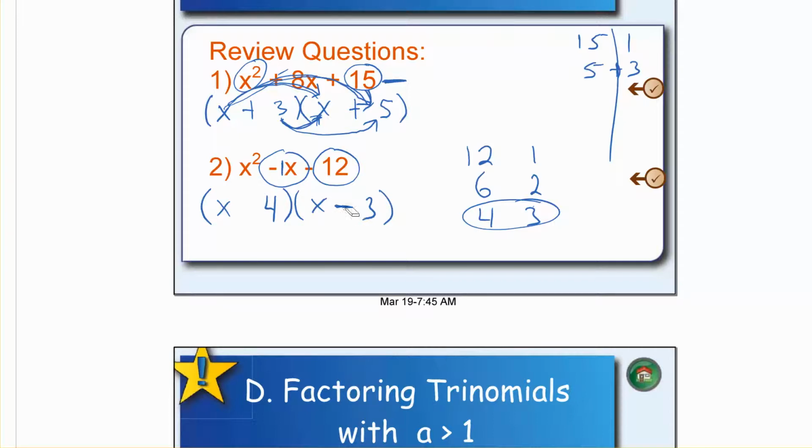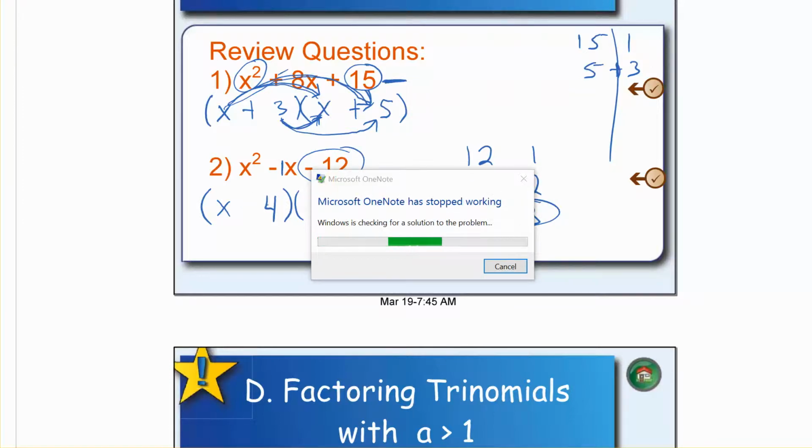And actually, probably the best way to think about this is I know that it needs to get to negative 12 if I multiply, right? So multiply to negative 12. The only way I can get a negative is if one of these is positive and one of these is negative. It might be that way or it might be that way. Those are the only two options I have, though.